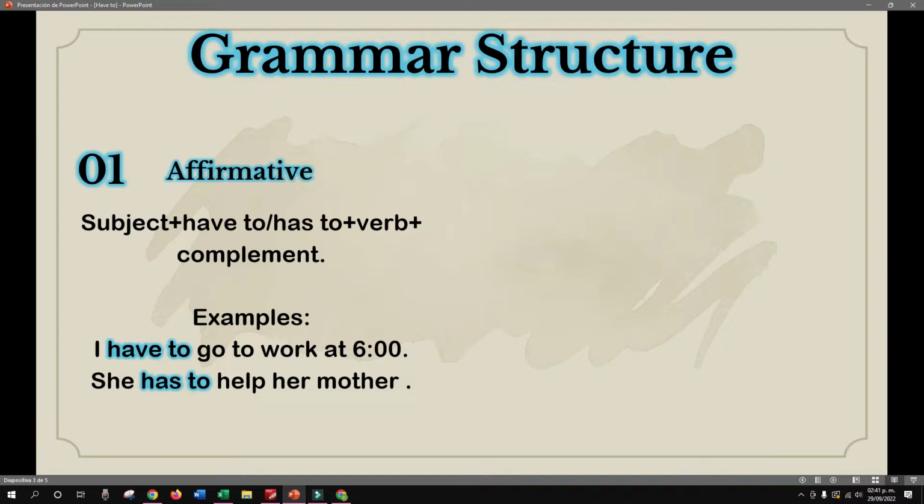What about the second one? She has to help her mother. You are talking about what? She, that is third person singular. That's why you need to use has to, right? Then the verb in the main form, and the complement. Yes? So, recuerden esto, siempre que tengan I, we, you, and they, van a utilizar have to. Cuando tengan he, she, and it, has to, right? For affirmative sentences.